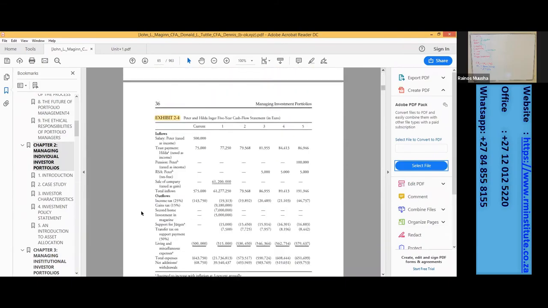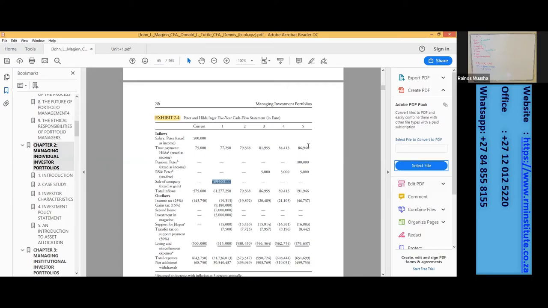That's why you see that if they sell their equity stake in the company, we're estimating that they are going to have how much? 61.2 million when they sell their equity stake in the company. So this is how we're going to get the total cash inflows from year 1, year 2, year 3, year 4, and year 5.